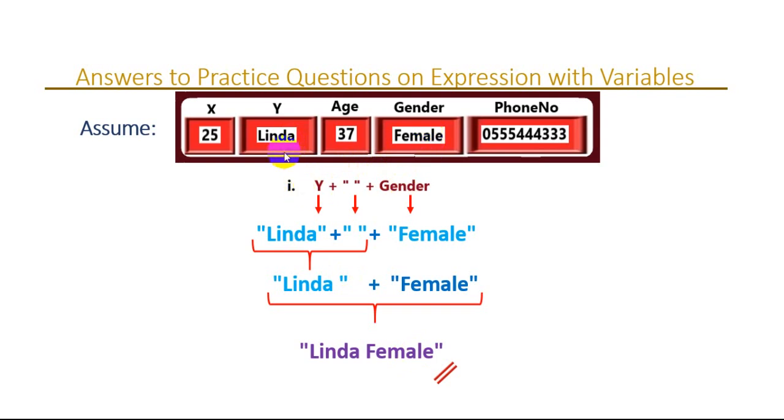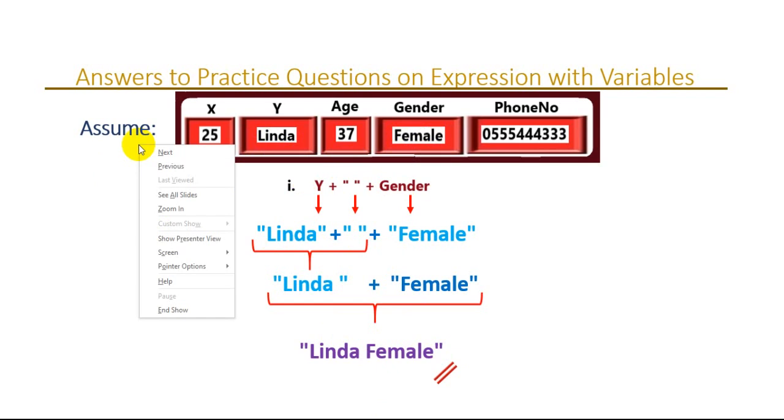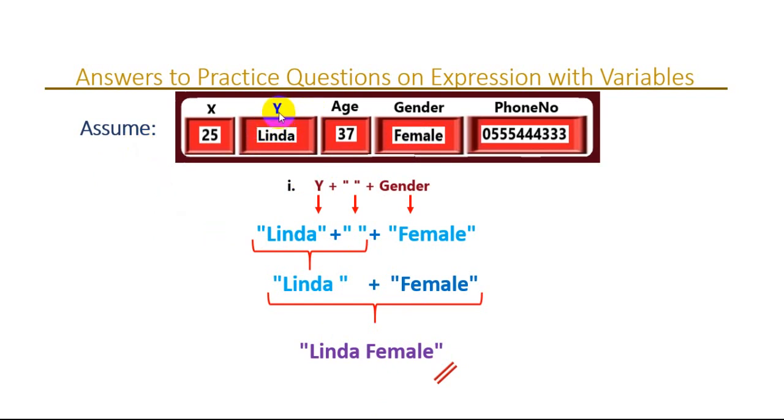If y had some other value when we are doing this, and maybe gender had some other value, then we have to replace it with those values. Then the result will not be Linda female, it will be something else. But our assumption is y is Linda and gender is female. So when we evaluate this expression, the result is Linda female. We joined y, which is Linda, a space, and then gender, which is female. So you get that. Okay, that is I.